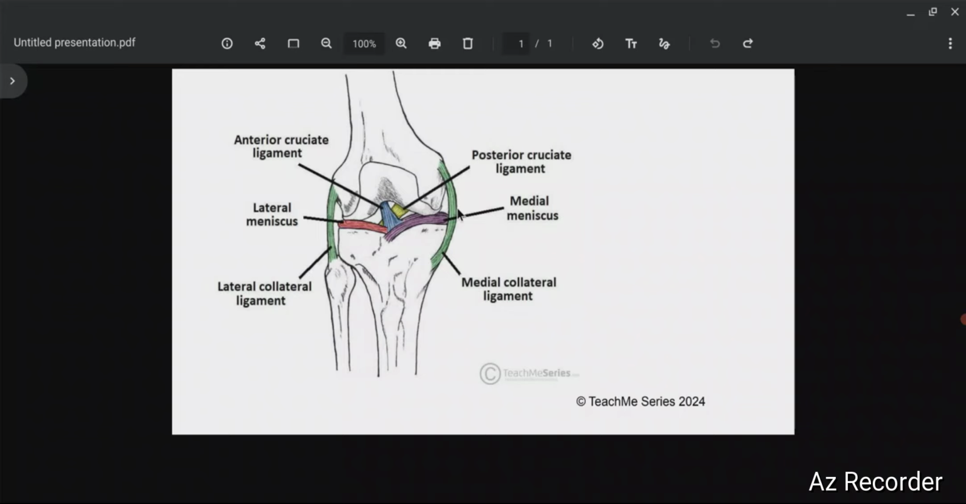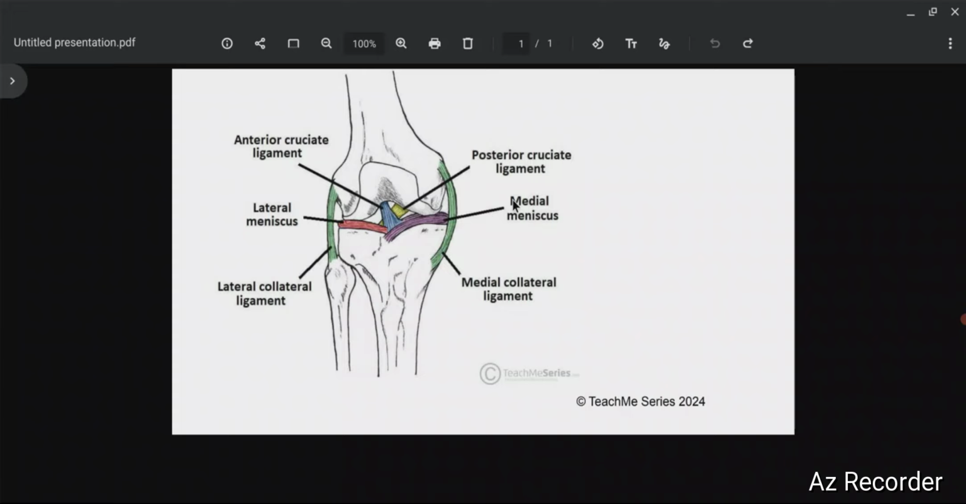I'm going to start with these two ligaments, shown in yellow and blue. You can see that they are crossing each other, forming a cross. One starts on the medial aspect and inserts on the lateral tibia, and the other starts from the lateral aspect of your femur and inserts on the medial aspect of your tibia. So they are forming a cross. That's why they are known as cruciate ligaments.